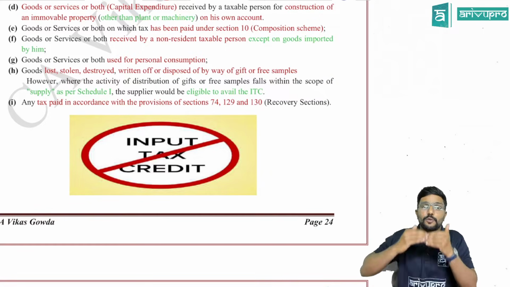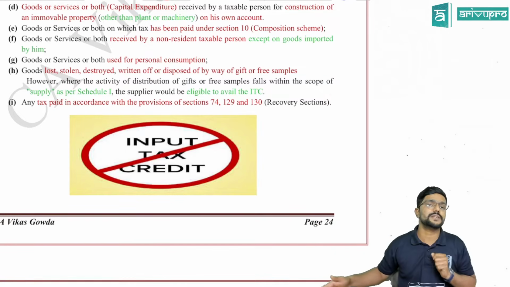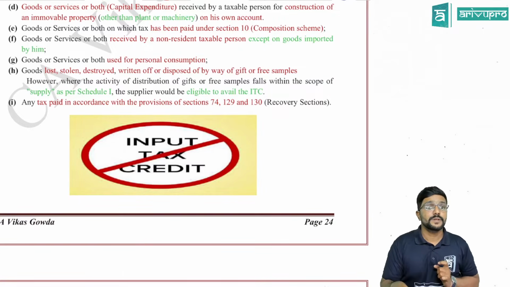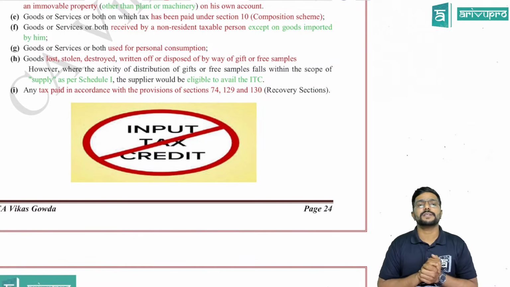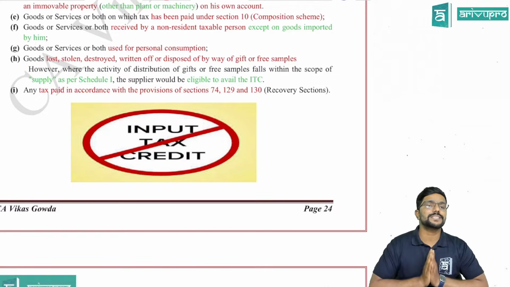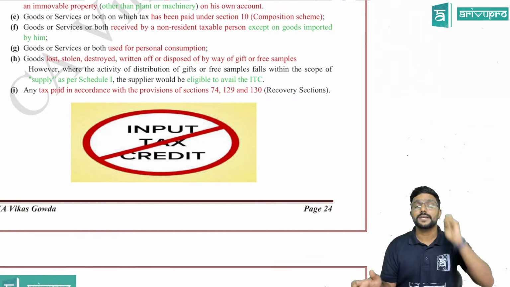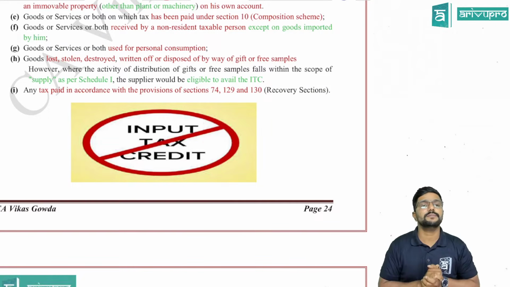Then if by chance a composition supplier has collected any tax from the recipient which he is not supposed to, but still if he has collected, then the recipient cannot claim the credit. Then goods or services or both received by a non-resident taxable person. So if a non-resident taxable person has paid any tax on his purchases, he cannot claim credit. But if he has imported any goods into India on which he has paid IGST, he can claim credit.